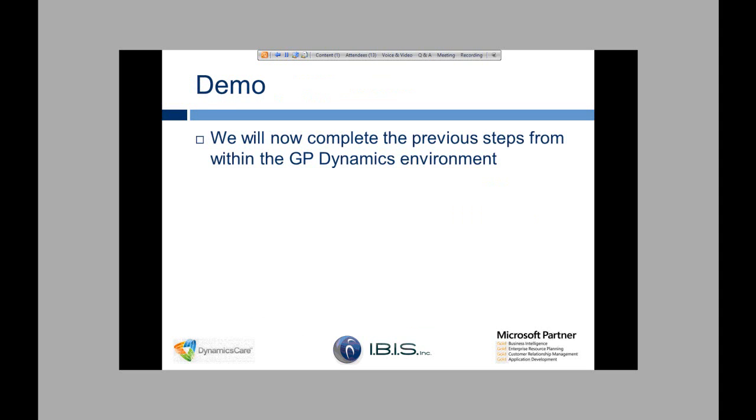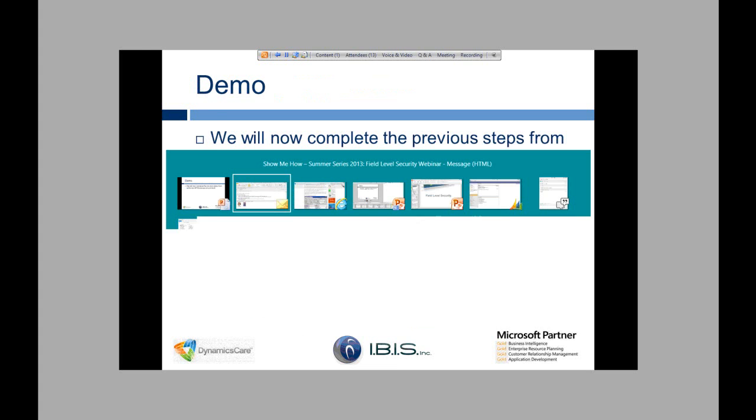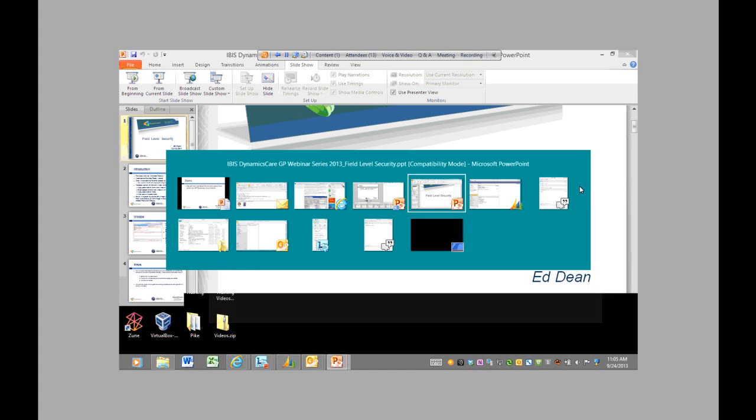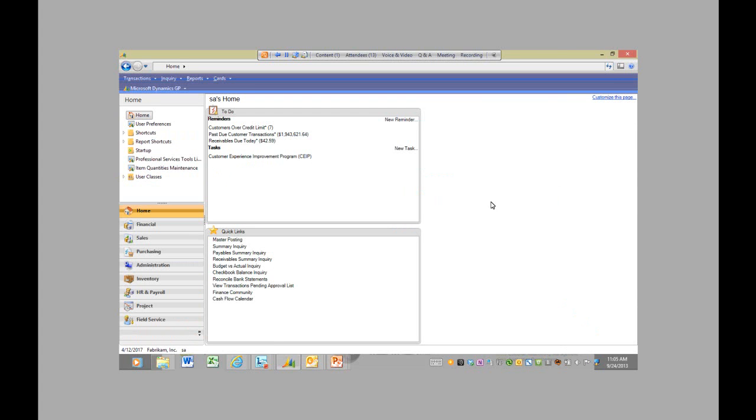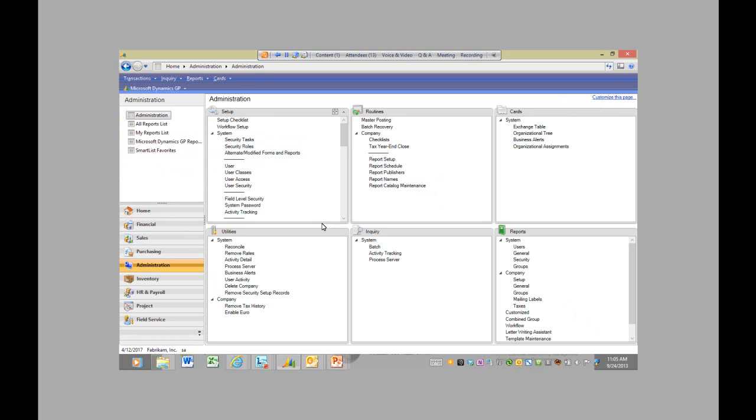Right now, we'll do a live demo of exactly what you're going to be going through when you want to do something like this. So first we need to navigate to the field security window. It's under your administration pane, under field level security.